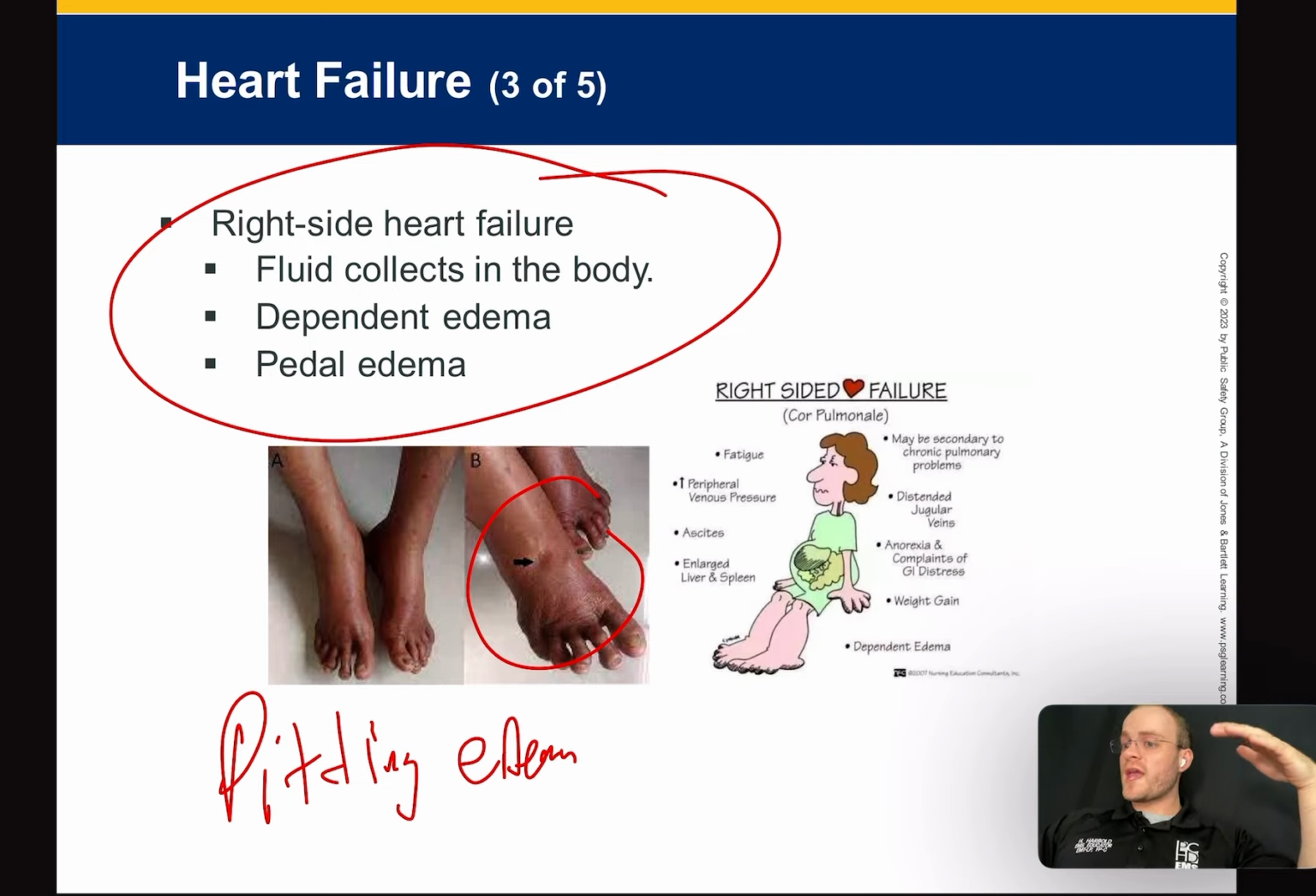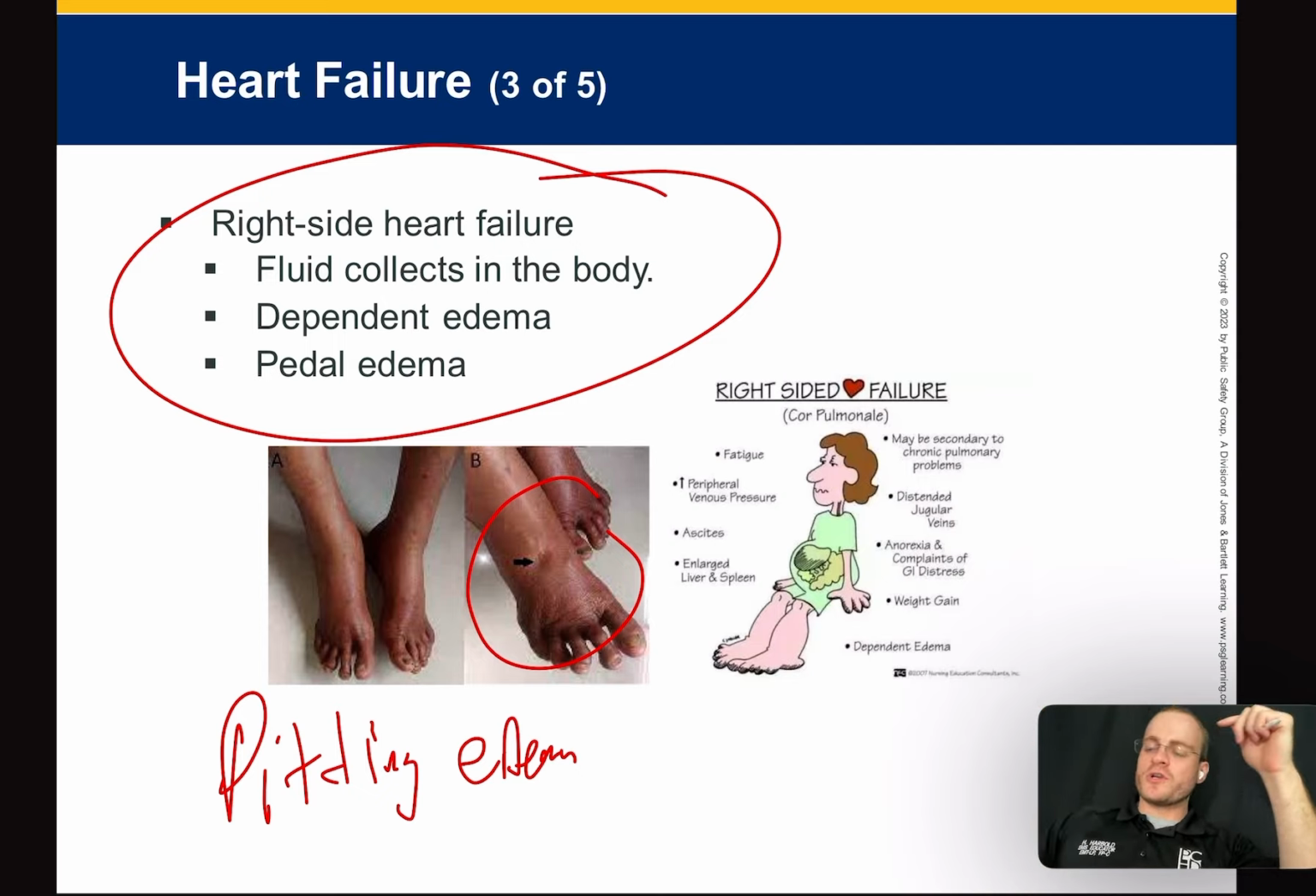You could also get weight gain. The weight gain's from them holding onto water, okay? Dependent edema, that's what they're showing you here. You'll get an enlarged liver and spleen. I just explained why. That blood, the venous blood, especially from the portal system, for a variety of reasons, backs up and will make the liver swell up.